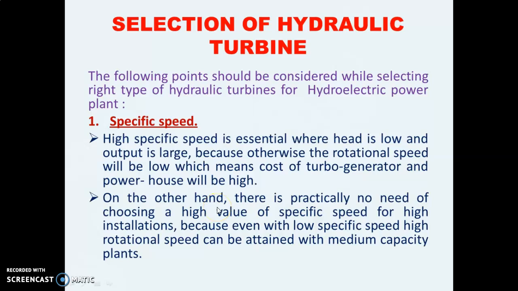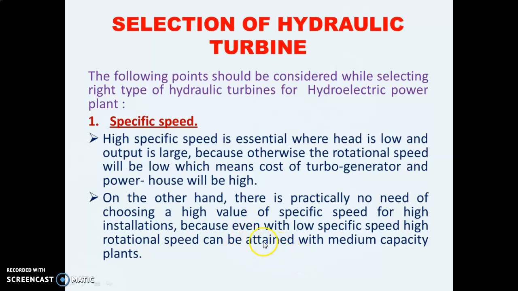On the other hand, for high heads and less discharge, there is practically no need of high specific speed. We can use runners of low specific speed for high heads, because even with low specific speed, due to the height difference, high rotational speed can be attained.